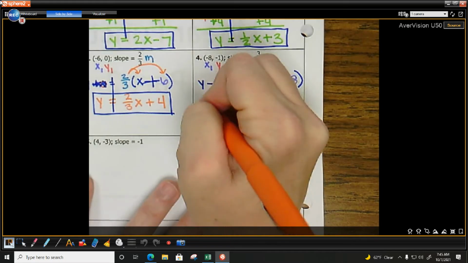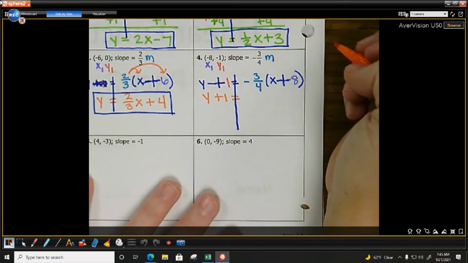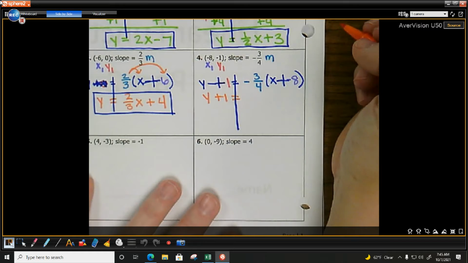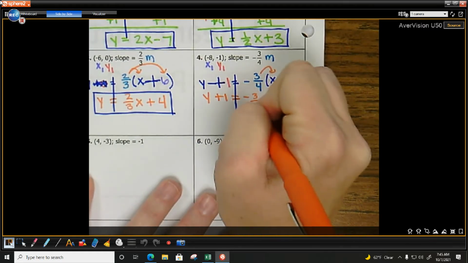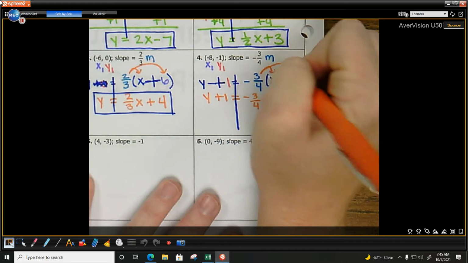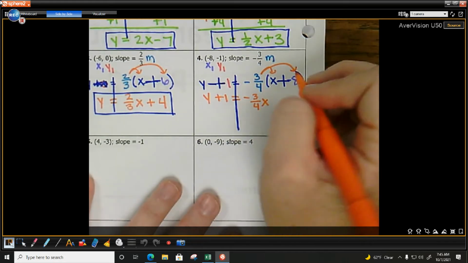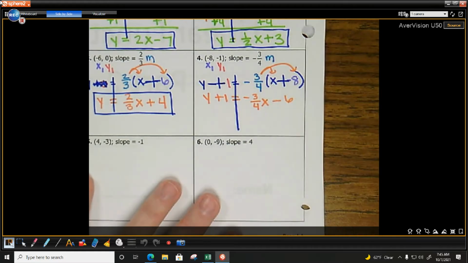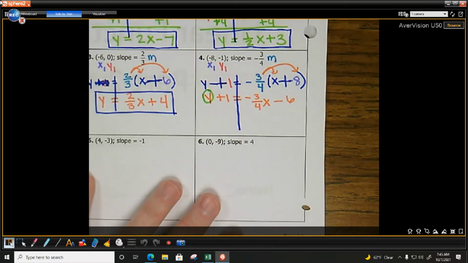I'm going to drop down my y plus 1. What do I do on the right? On the right-hand side, what do I need to do? Distribute. So -3/4 times x. And then what's -3/4 times +8? What is it? -6. Very good. Keep your y circled, or circle your y. What do I do to get y by itself?